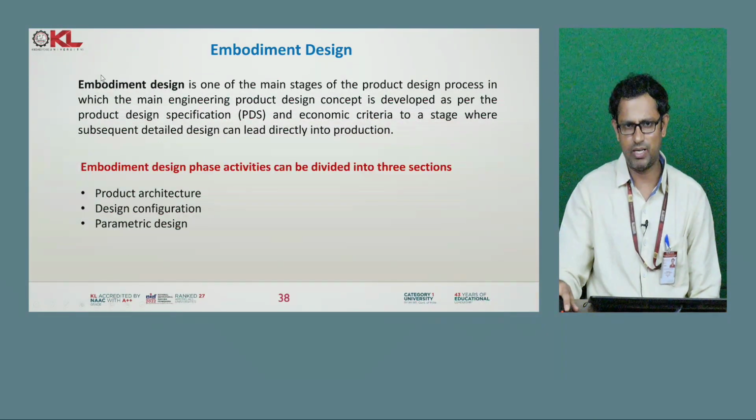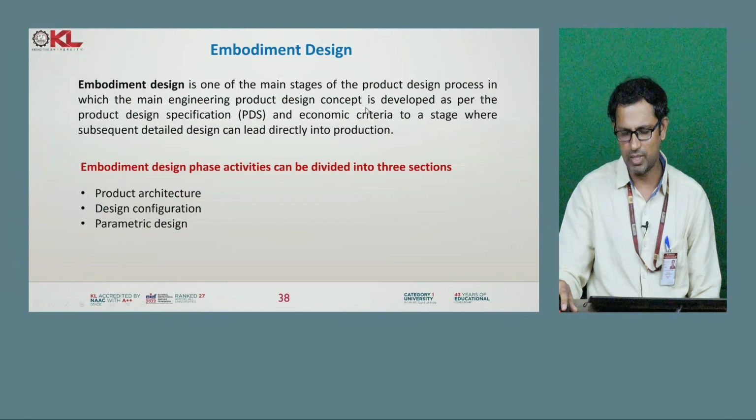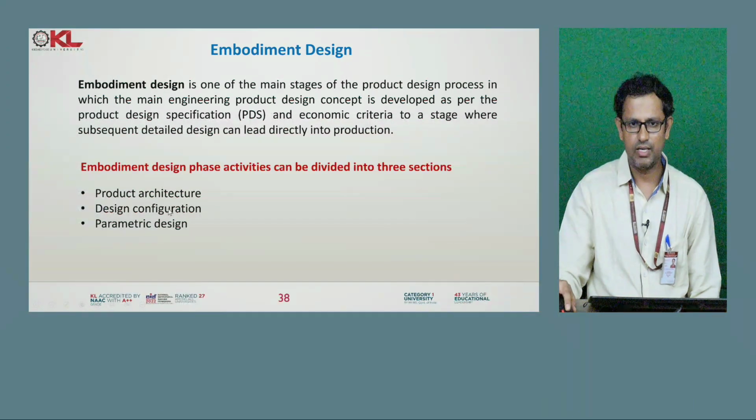Here you can see the embodiment design is the main engineering product design concept. It is because it majorly involves economic criteria. It involves the product design specifications and the economic criteria stage. That means almost all, or we can say 80 to 90% of the design requirements or customer requirements will be solved in this embodiment design. So what are the different steps involved in this embodiment design? First one is the product architecture, then design configuration, and parameter design. So let's discuss one by one.